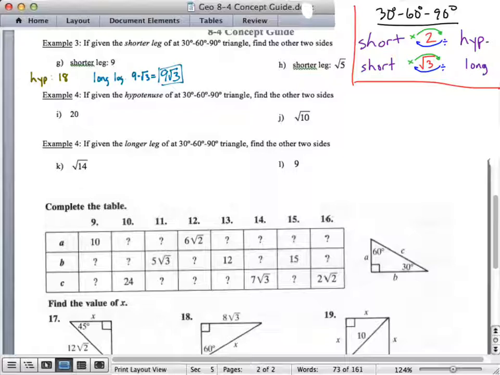Boom. If the short leg is the square root of 5, to go to the hypotenuse, you're going from the short thing to the longer thing. You multiply by what magic number? 2. Square root of 5 times 2 is 2 square root of 5. That's it. From the short leg to the long leg, you multiply by the square root of 3. The square root of 5 times the square root of 3 is the square root of 15. That is simplified.